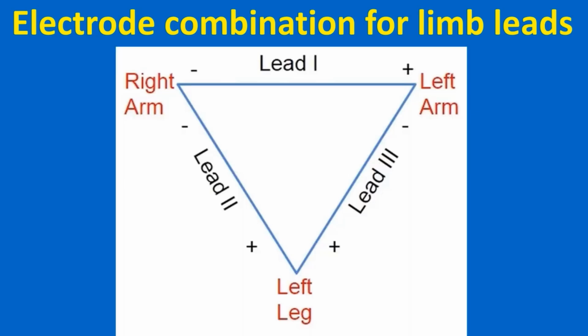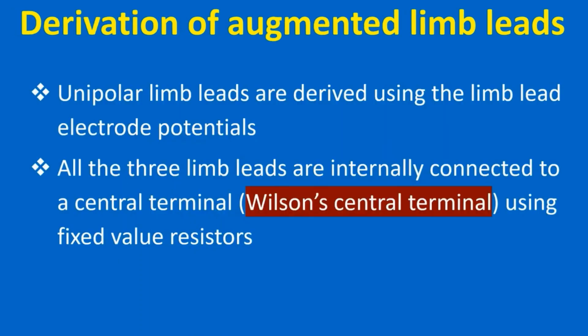Diagram illustrating the positive and negative poles of the 3 standard limb leads. Note that the right arm is negative for leads 1 and 2. Left foot is positive for leads 2 and 3. Unipolar limb leads are derived using the limb lead electrode potentials. All the 3 limb leads are internally connected to a central terminal, Wilson's central terminal, using fixed value resistors.